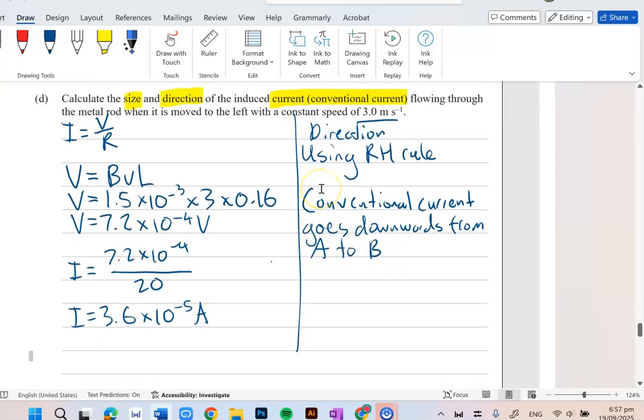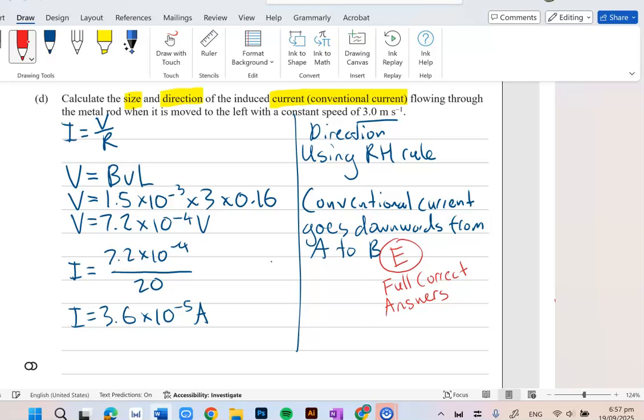Okay, so this is an excellence question. To get excellence, you need to have done everything. Okay, so you needed to have found the correct current, and you needed to have stated it goes downwards from A to B. So excellence is full correct answers.